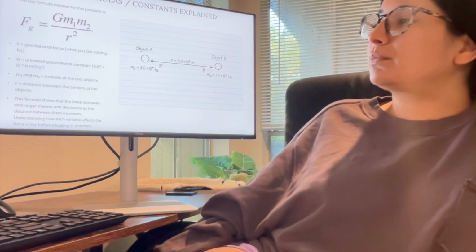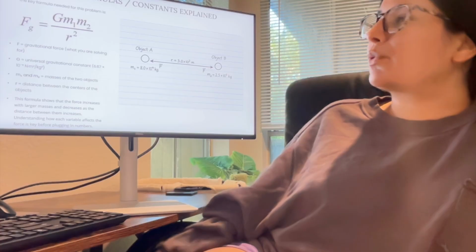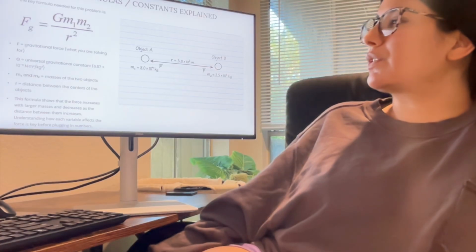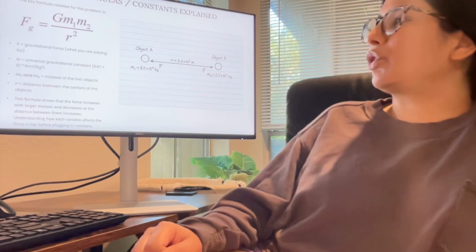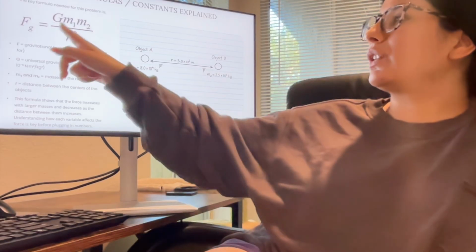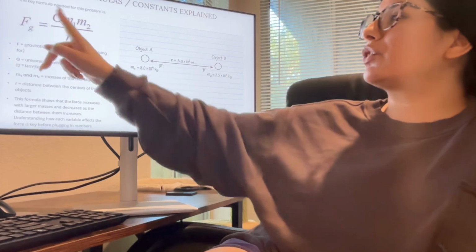But this formula shows a relationship, so it's not just numbers. For example, as the mass increases, the force increases. So that's a direct relationship.